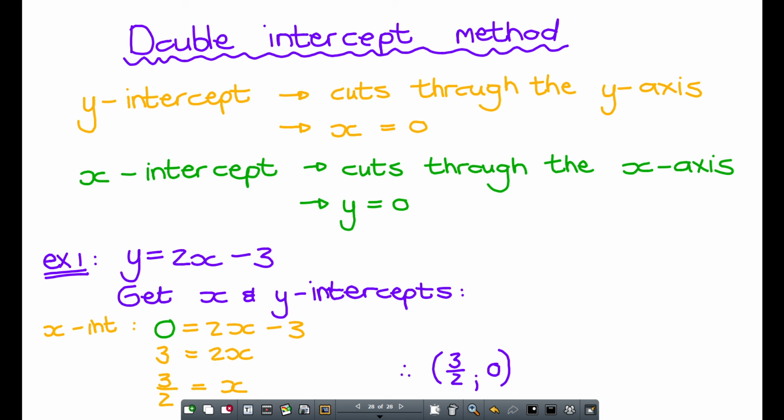Okay, so let's get the y-intercept. Okay, now instead of having y is equal to, what did we have, 2x? Okay, instead of having 2x minus 3, instead of that x, I'm going to have 0. Okay, you guys can quickly go.